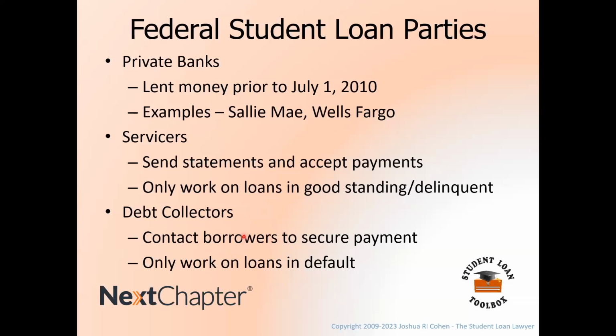So if they say, oh, no, I haven't defaulted yet. Okay, they're not just in default, they're in denial. As opposed to the servicers like Great Lakes or Nelnet. They don't work on defaulted loans. So if it's still with Great Lakes or Nelnet, the loan has not yet defaulted. It might be behind, it might be delinquent, but it's not in default. Okay. So those are your parts.